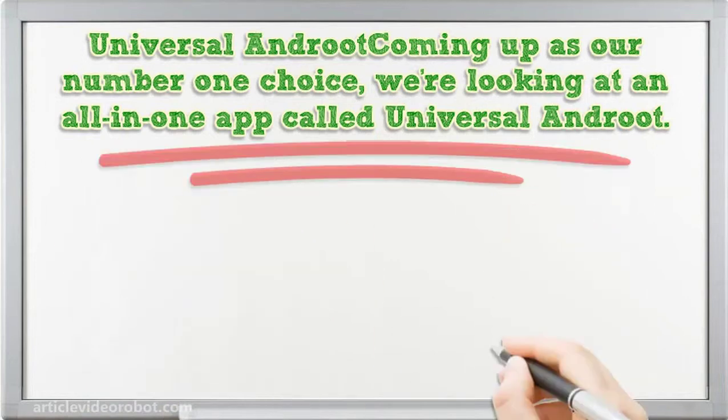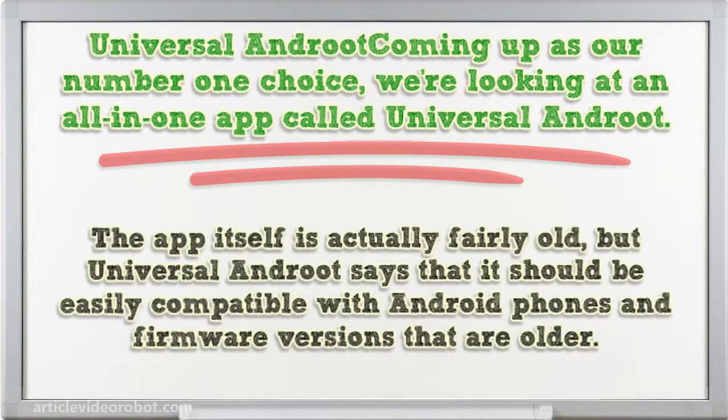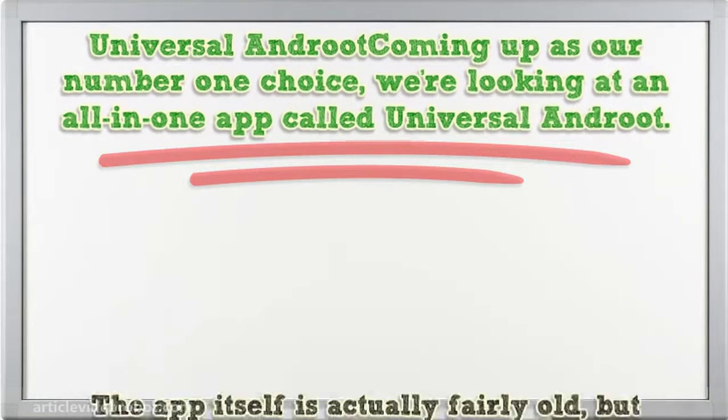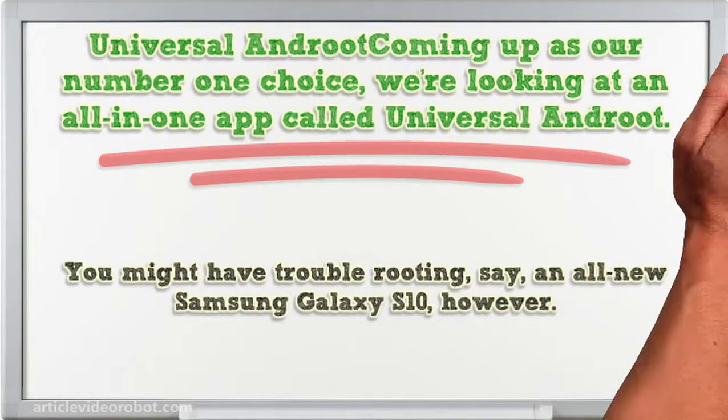Universal Android coming up as our number one choice. We're looking at an all-in-one app called Universal Android. It allows you to easily root your device without using a computer of any sort. The app itself is actually fairly old, but Universal Android says that it should be easily compatible with Android phones and firmware versions that are older. You might have trouble rooting, say, an all-new Samsung Galaxy S10, however.